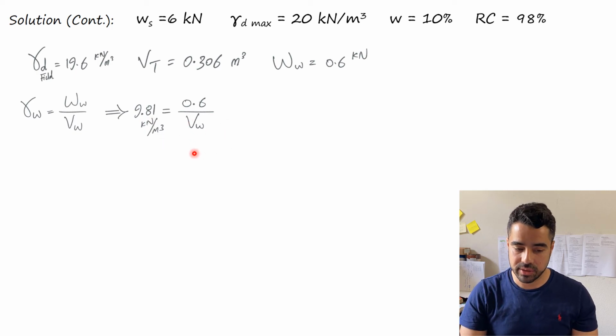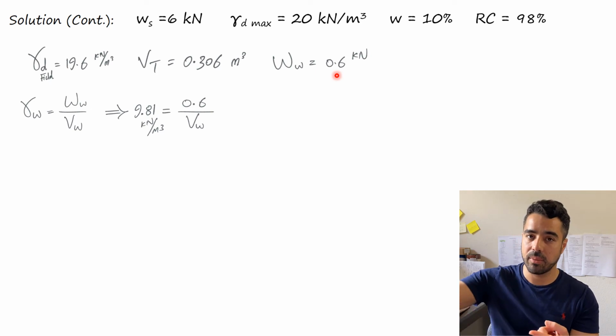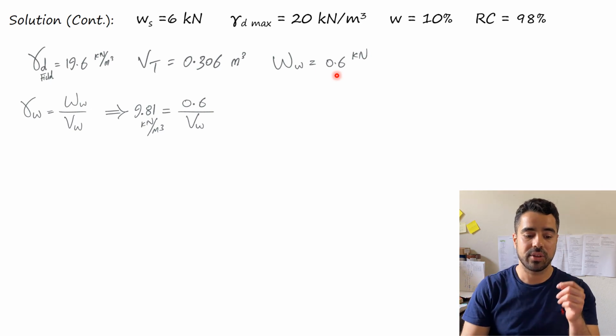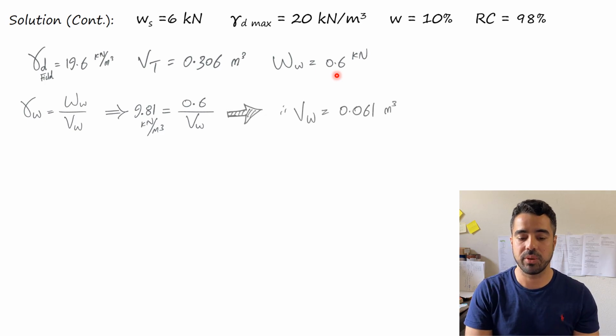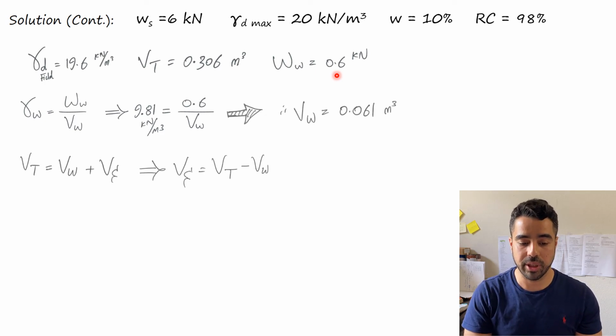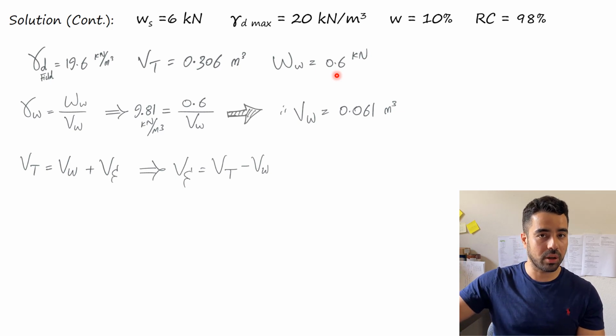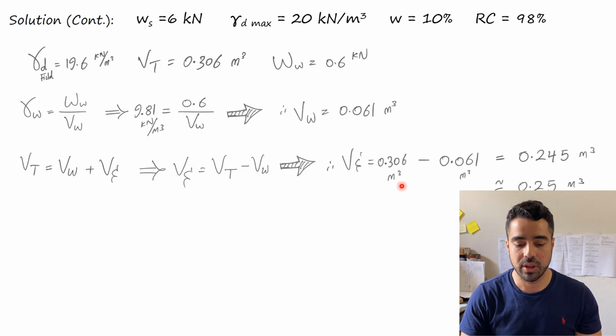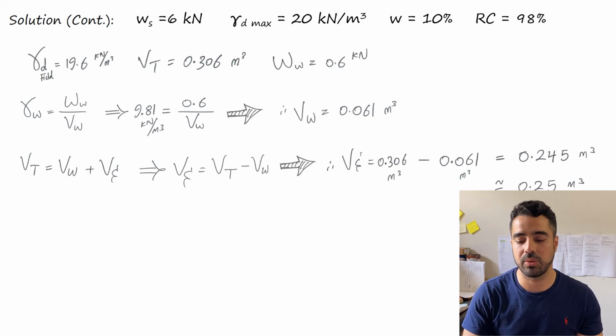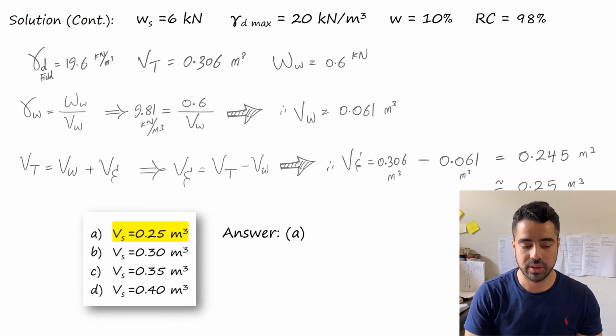Volume of water is what we're looking for. Weight of water 0.6. We just found that from the water content equation. So we're gonna get the volume of water out of this, which is 0.061 cubic meter. Now we know the volume of water and we know the total volume. We can find what we're looking for, namely the volume of solids. So 0.3 minus 0.061, we're gonna get almost 0.25. And that's gonna give us option A.